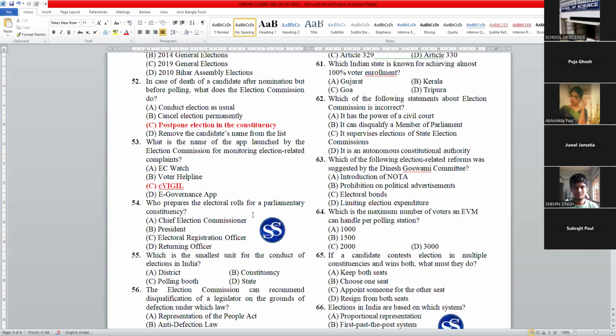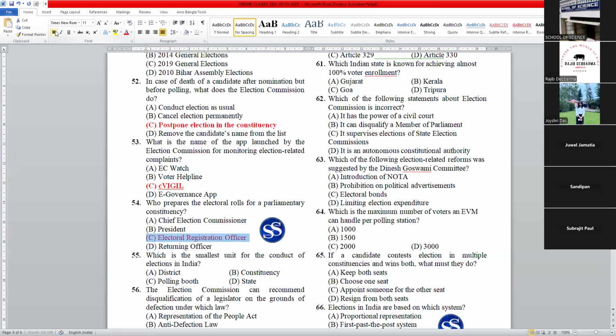Okay. Who prepares the electoral rolls for a parliamentary constituency? Can you guess? Registration officer. Returning officer, sir. No, it is the electoral registration officer. Now I tell you, the electoral registration officer is responsible for preparing and maintaining the electoral rolls. For a parliamentary constituency, the ERO ensures that the names of eligible voters are included in the electoral rolls and that any changes such as address changes or deaths are updated accurately. The returning officer is only responsible for overseeing the conduct of elections but does not directly prepare the electoral rolls. Got it? Yes, sir.